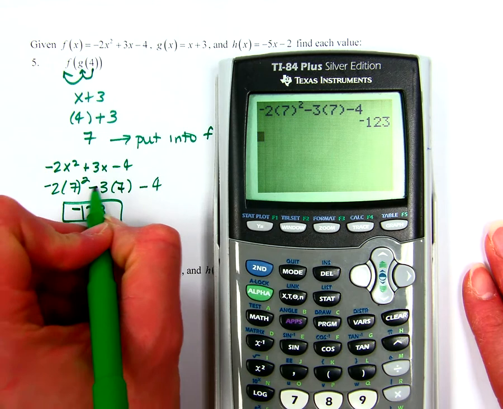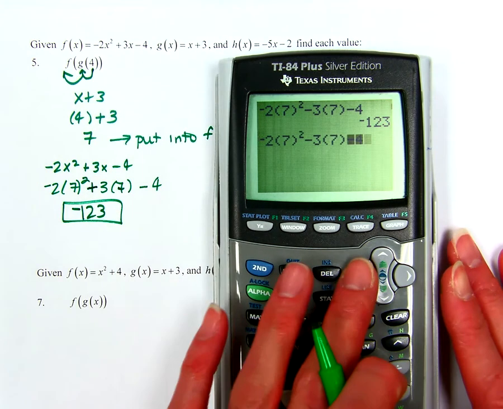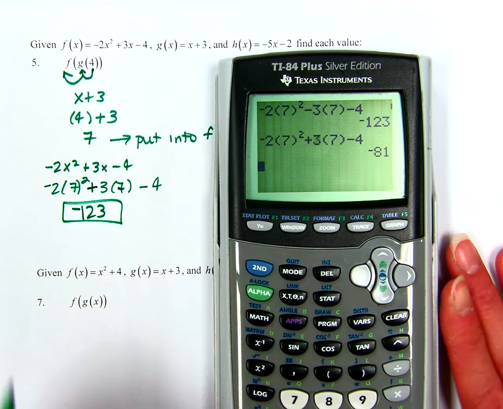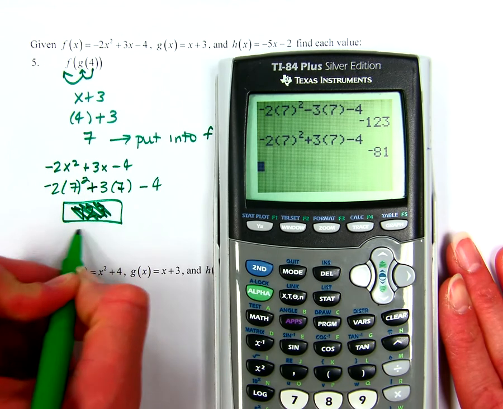Oh, that's a plus. Sorry. Never mind. Negative 81. That's better.